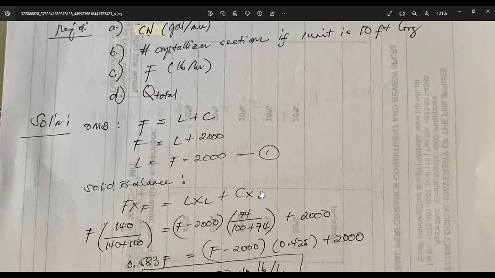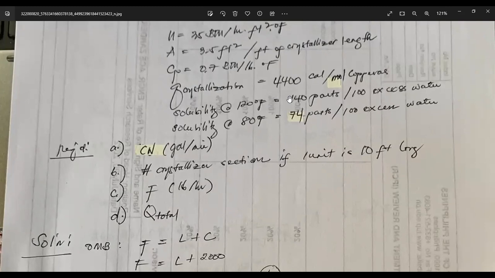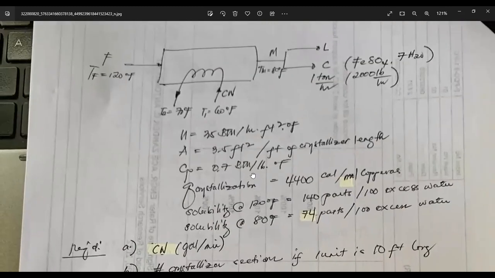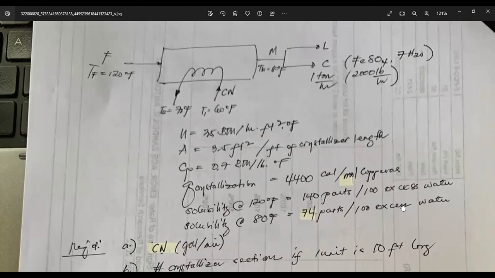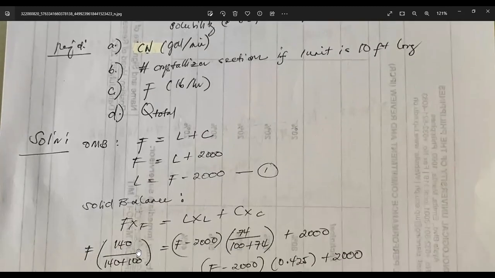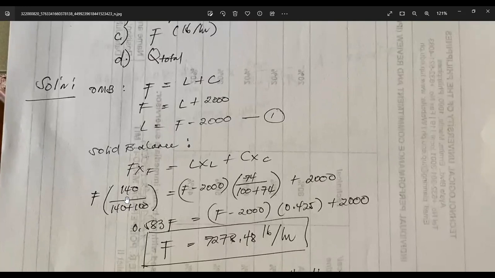Okay, you have this one. So for the feed, it says here it's 140 parts of your ferrous sulfate per 100 parts water. So what you do, you have the 140 in here. You still have the 140 in here and the 100 water. So this is the weight percent of ferrous sulfate present in the feed.